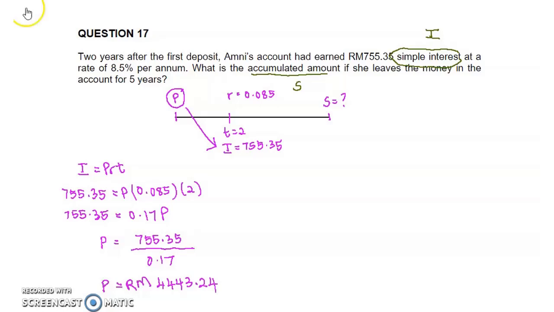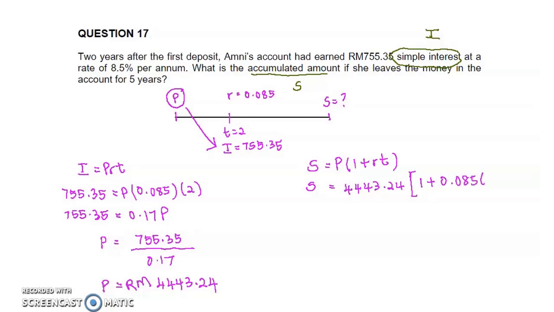Then the question asks us, what is the accumulated amount if she leaves the money in the account for 5 years? Just now we already got the principal, this amount. So what if we leave this money for another 5 years, assuming that the rate of interest is still the same? So S equal to P(1 plus RT). So P just now 4443.24 times 1 plus R, 0.085.